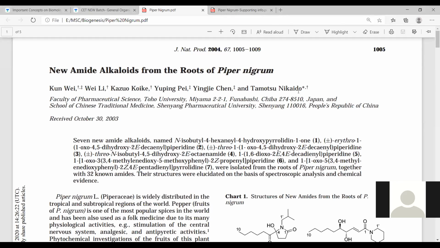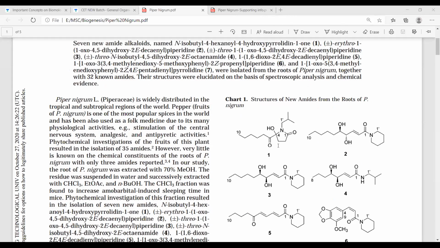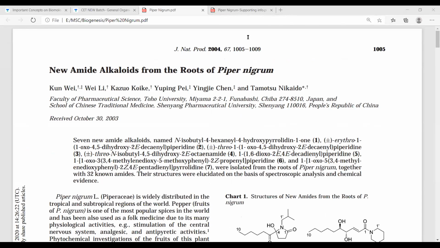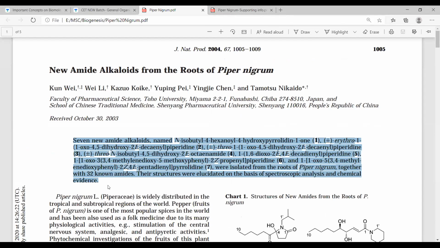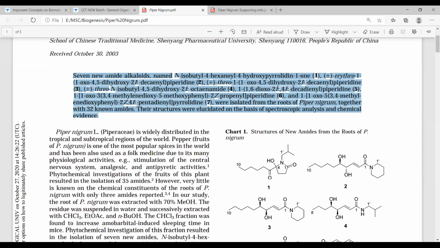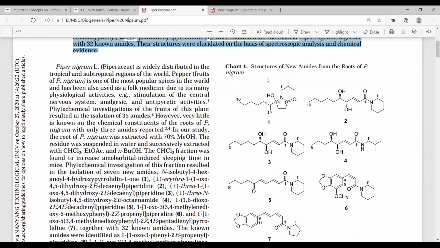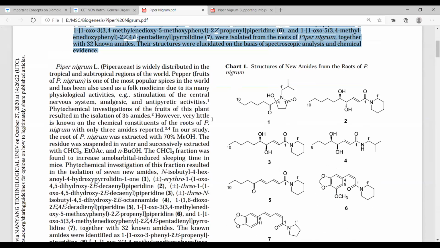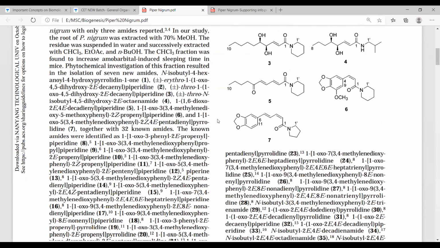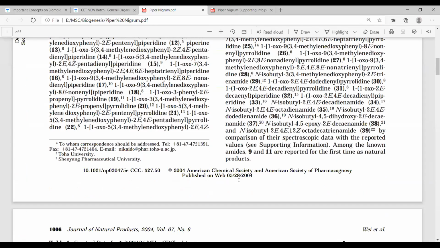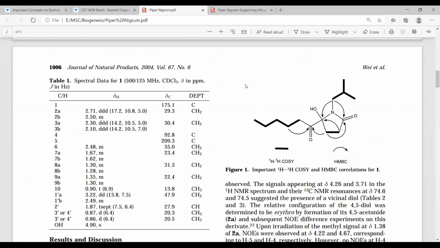Last lecture, we have already discussed the case study of Piper nigrum: new amide alkaloids from the roots of Piper nigrum. In that, we discussed the abstract. In that abstract, we understood that there are 7 new amide alkaloids. Then we also saw these 7 structures which are newly reported in this paper, published in the Journal of Natural Products. Then as a case study, we started to learn about this first structure. The name of this first structure we have already discussed.